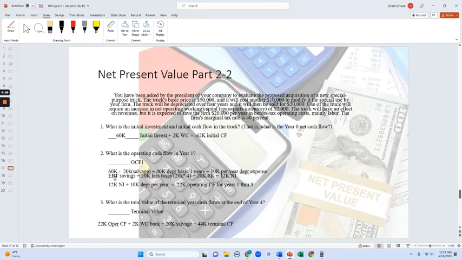Well, we're going to calculate the depreciation first. If it's $60,000 for the truck and $20,000 is salvage, we're going to depreciate $40,000 over 4 years, so that ends up being $10,000 per year in depreciation expense. We say that the earnings before taxes is $20,000.